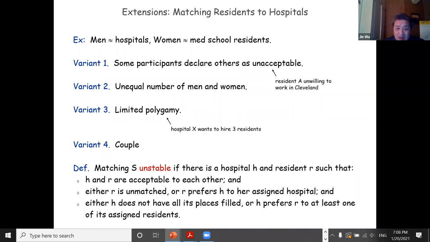Now this is difficult. What happens if the two candidates are ranked differently? Maybe a hospital prefers one person over the other, ranking one very high, and the other person not very high. So actually for this variation, variant number four, there's no good solution, right? So that's actually very hard. I'm not going to go through this detail. It means the residency assignment for this special case is very difficult, especially for couples.